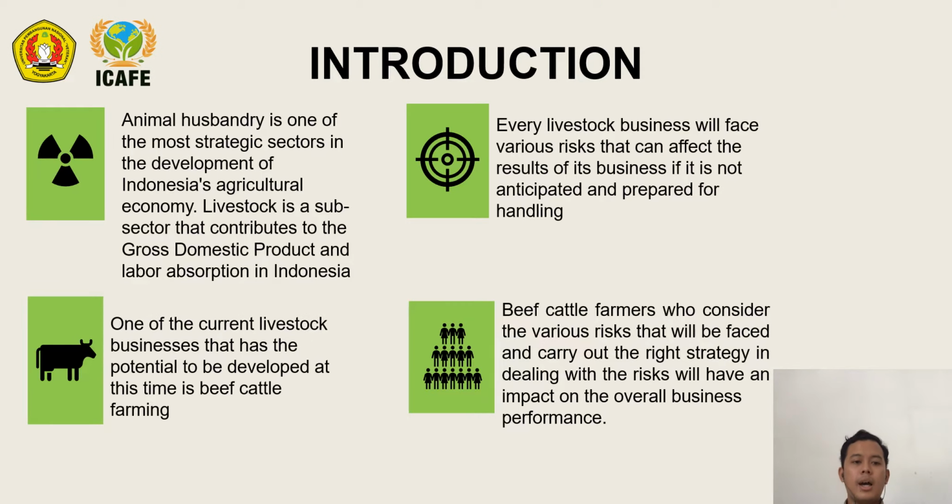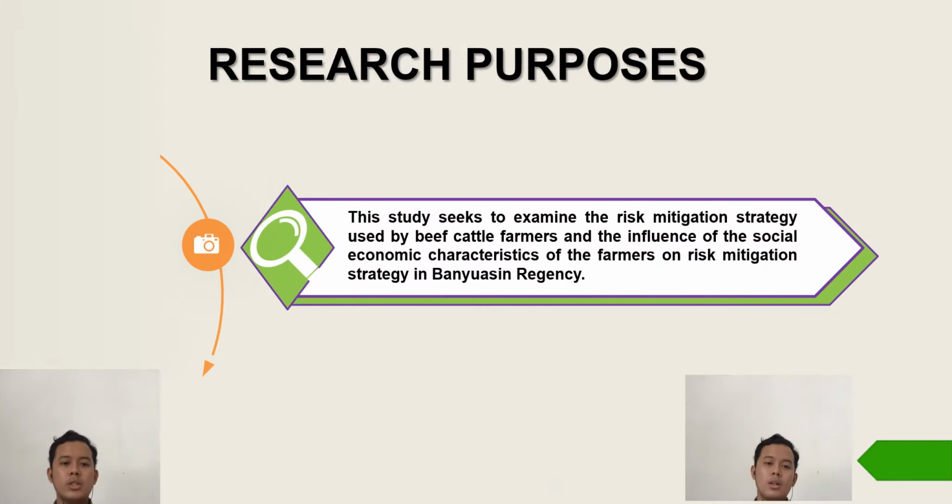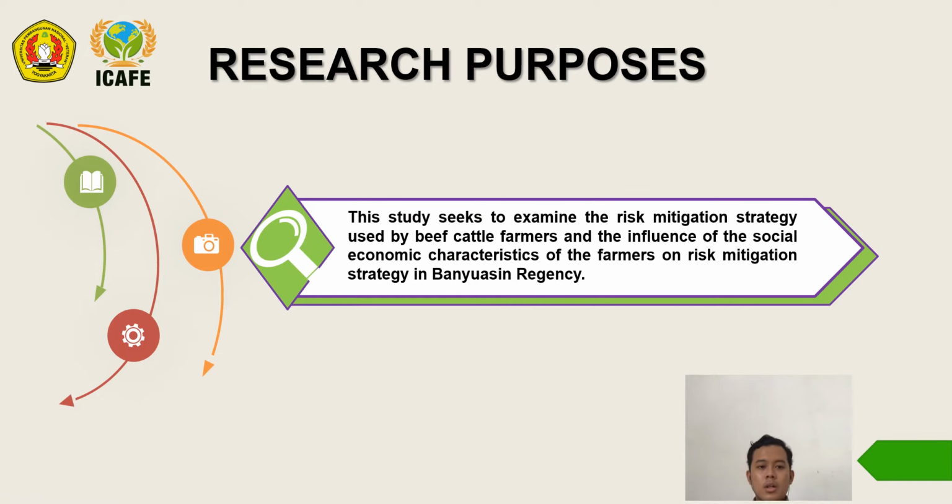Introduction. Animal husbandry is... Research purposes. The aim of my research is this study seeks to examine the risk mitigation strategy used by beef cattle farmers and the influence of the social economic characteristic of the farmers on risk mitigation strategy in Banyuasin Regency.